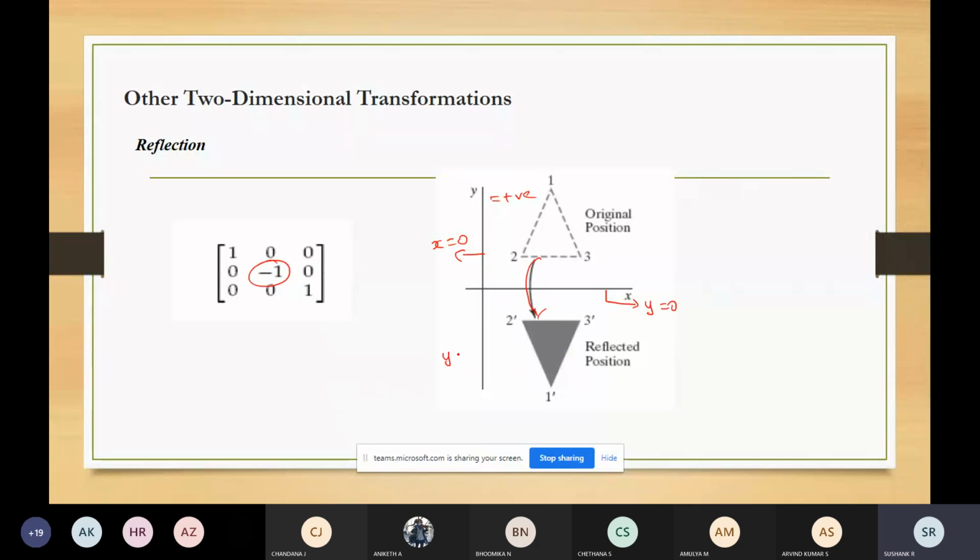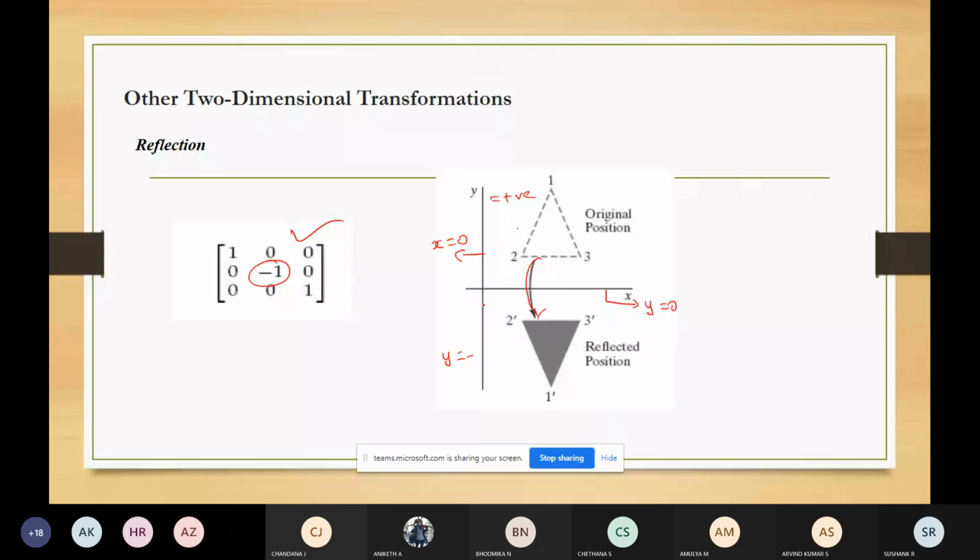Here y will be minus. So reflection about the line y is equal to 0 will be obtained by using this transformation matrix, where the y value will be -1. So y positive, y negative. The x value will remain the same, but there will be a change of sign for the y value.